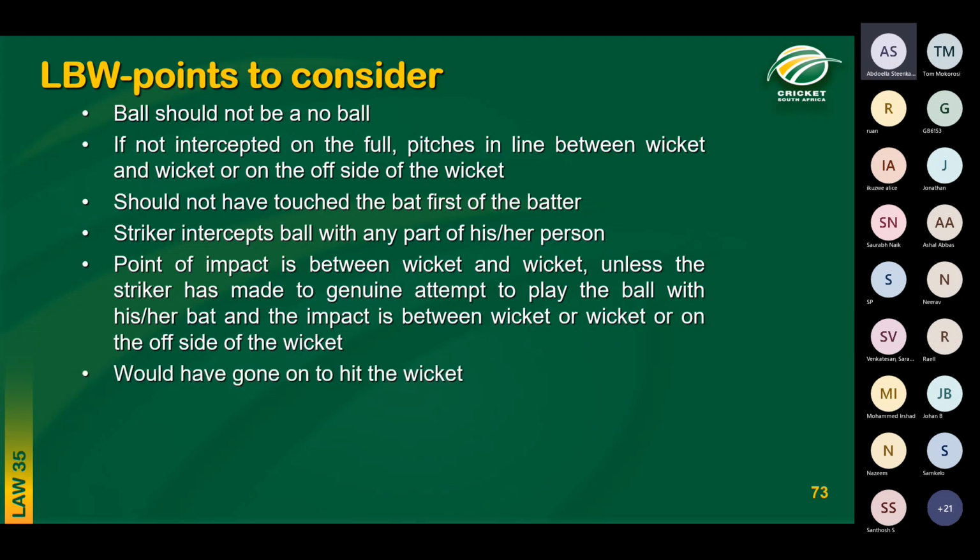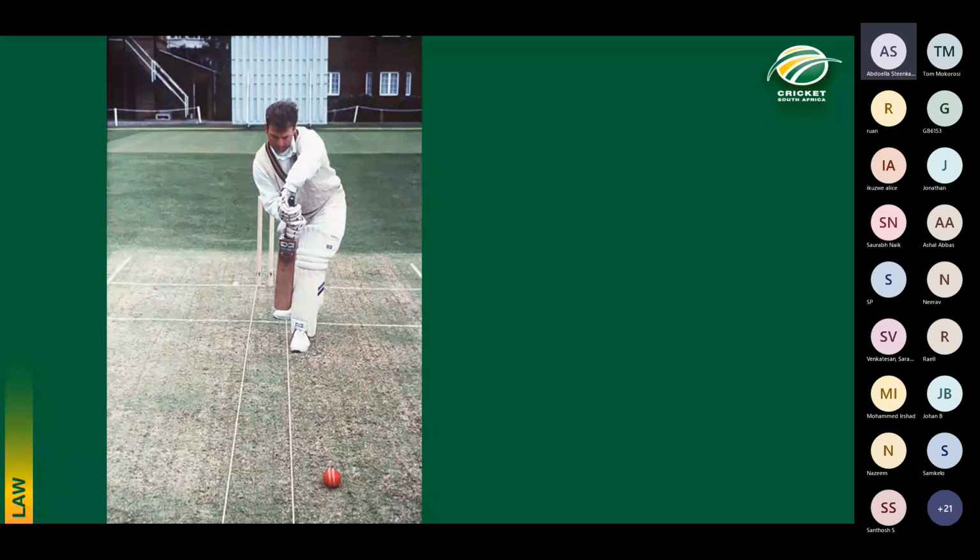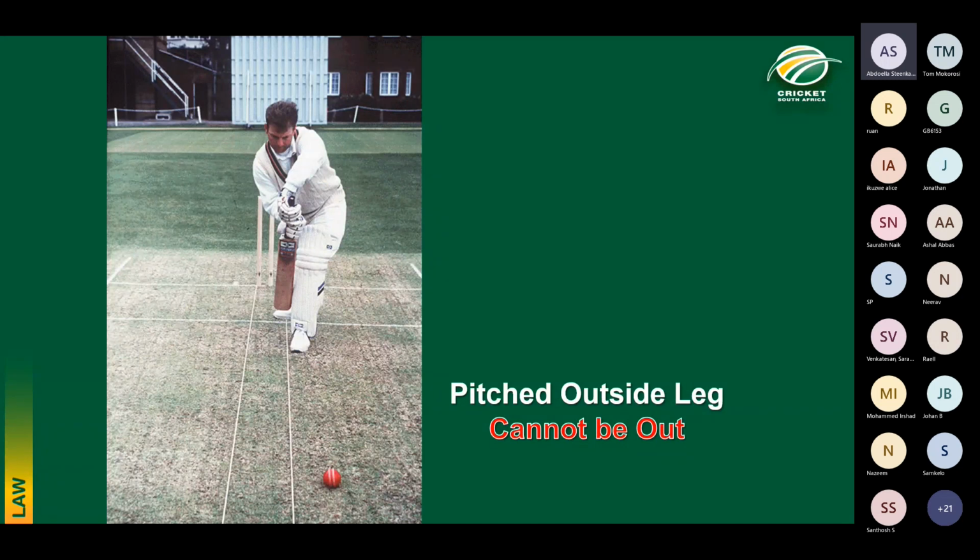And lastly, very important, all these points are important, but the last point is very important. In your opinion, the ball would have gone on to hit the wicket. We'll quickly go through a few pictures. This is a right-handed batter. Where did it pitch? Pitched outside leg stump. And we've just heard, if it pitches outside leg, it can never be out LBW.